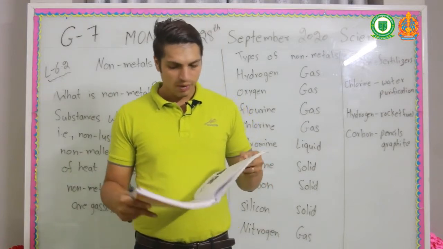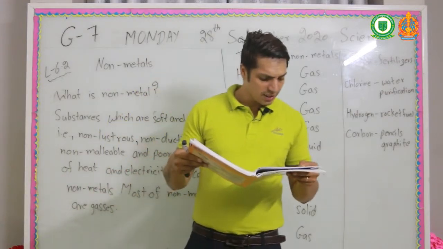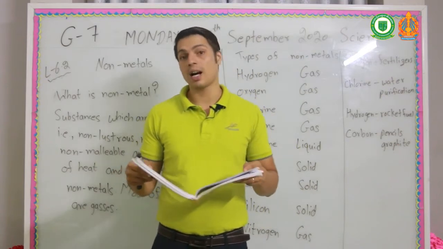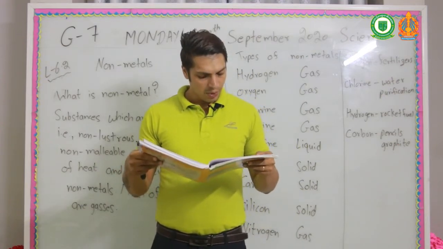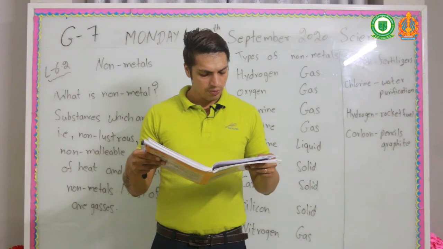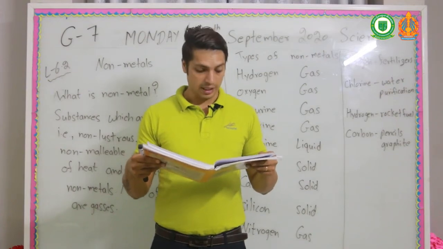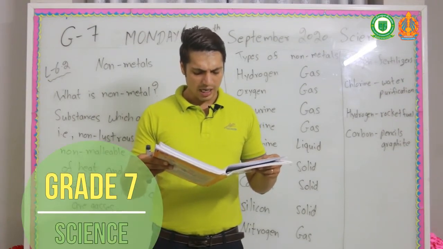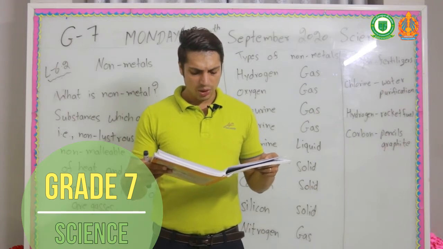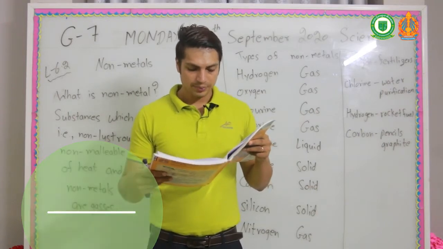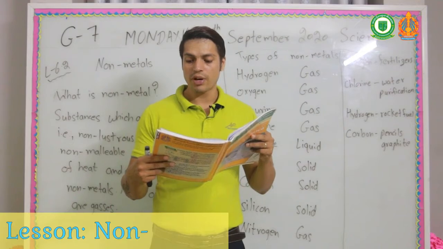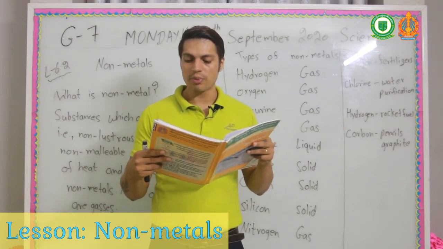Sulfur is added to rubber to make it hard. Pure oxygen is used in hospitals for people with breathing difficulties. Balloons are filled with helium. Chlorine is used to kill bacteria. Carbon is used to purify water. Silicon is used to make computer chips.